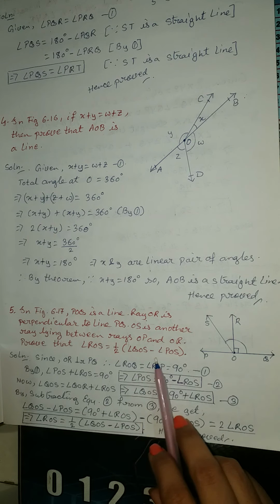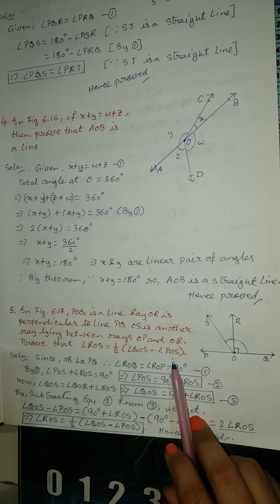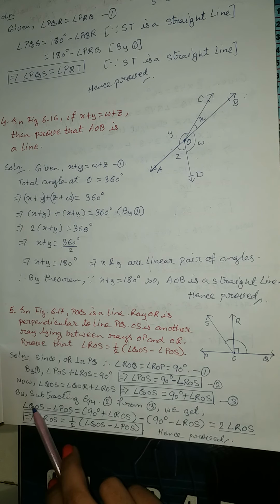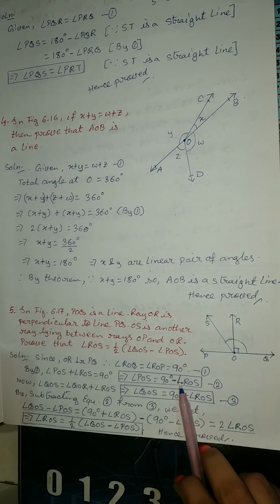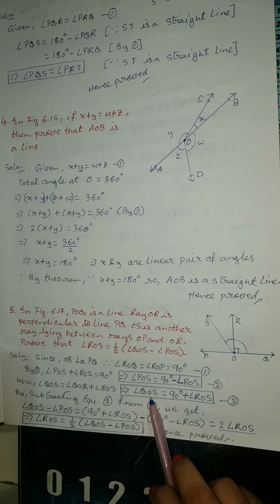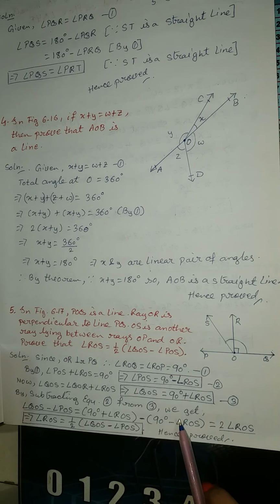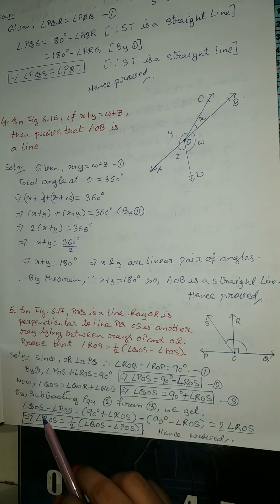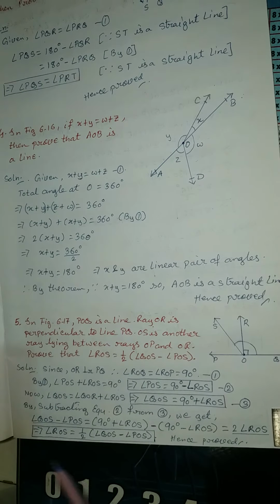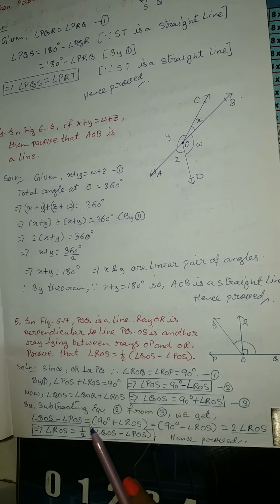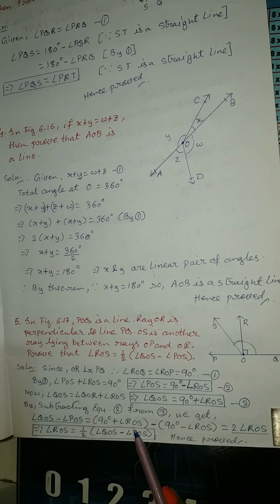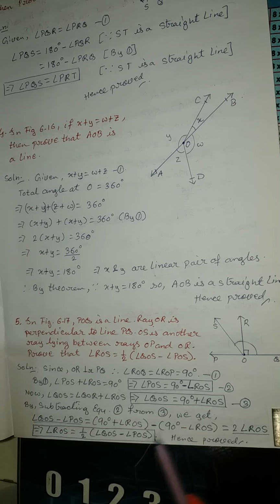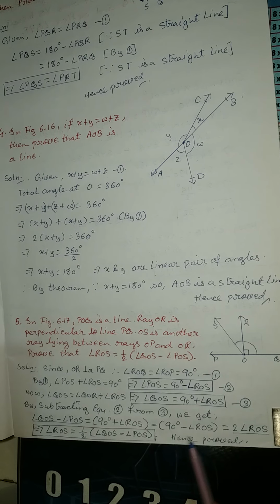See here, QOS and POS have been subtracted. So we'll do the same thing by subtracting equation 2 from 3. So from QOS, we will subtract POS. So we get QOS minus POS. The left hand sides we will write on the left hand side, and the right hand sides of the two equations we will write here. So angle QOS minus POS is equals to 90 degrees plus ROS, minus 90 degrees minus ROS.